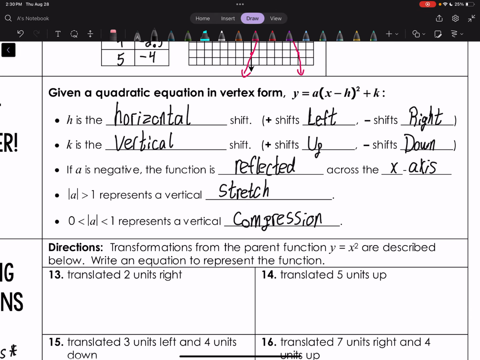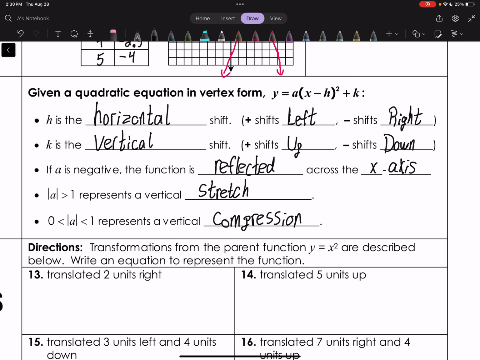So if your H value is positive, so it's x plus H, then that is shifting it to the left. If you have negative, it is shifting it to the right. So for example, x plus 3 is left 3, x minus 4 would be right 4.